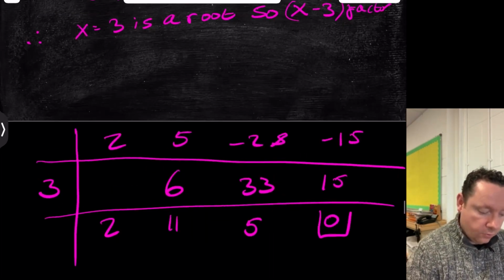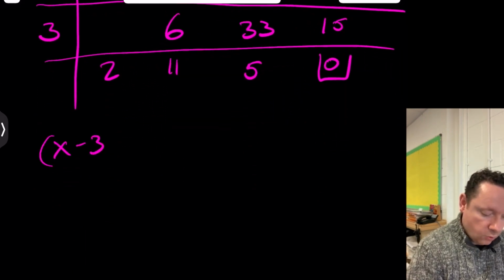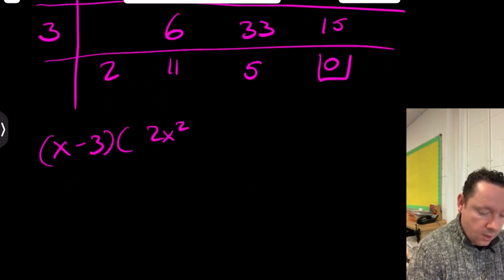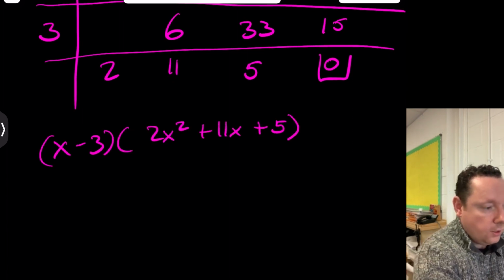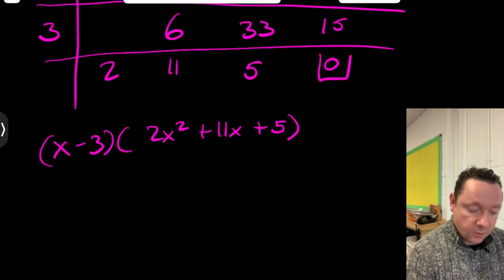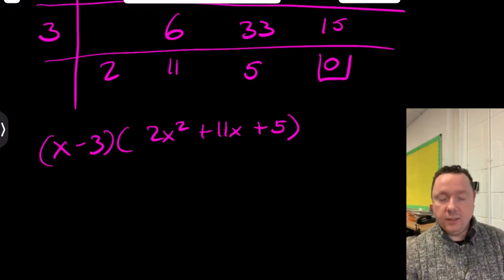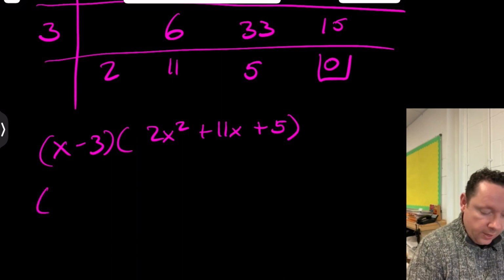And therefore we've got x minus 3, remember. And then we've also got 2x squared plus 11x plus 5. So that has now got it down to there. And then we need to try and factorise this bit. Now, sometimes this will be factorisable and sometimes it won't. One quick way to check if it's factorisable is you do the discriminant. But let's just double check anyway.